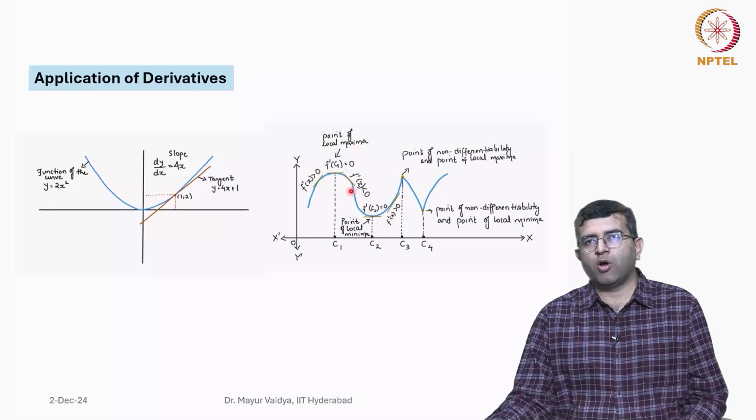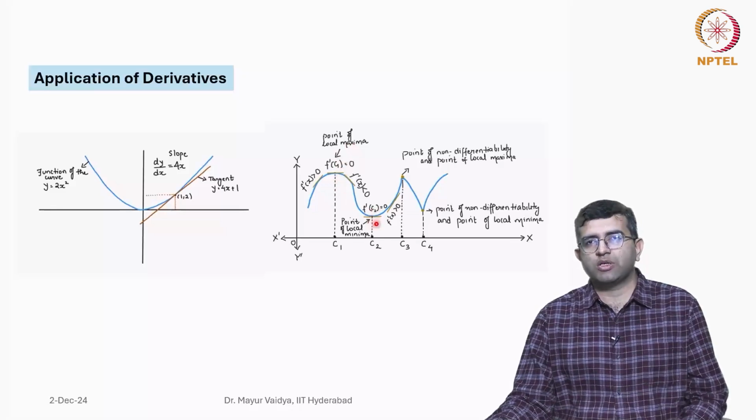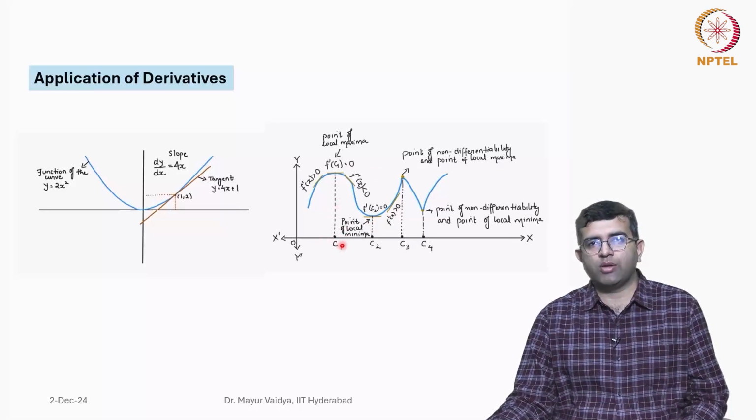If it is opposite, that means if f dash x goes from less than 0 to greater than 0, we say this is a point of local minima. There is a second derivative test also that is possible, that you can evaluate f double dash at C1, that is the second derivative. If it is negative at that point, then you have maxima. If it is positive at that point, it is minima. So, this is how the derivatives are useful to understand the points of local maxima, minima.